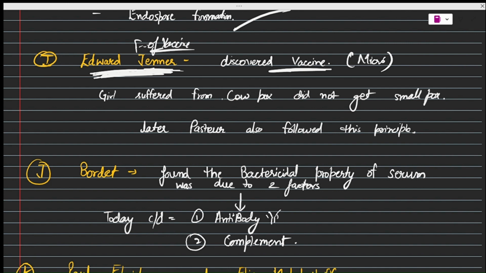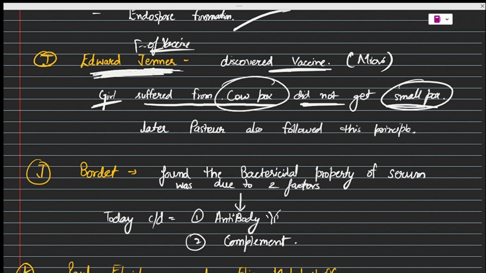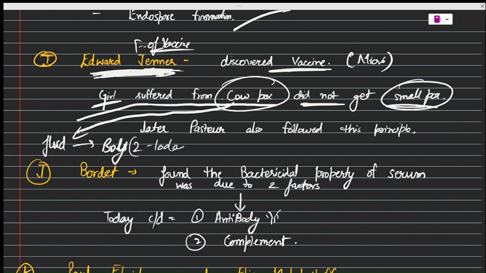It was a case when smallpox was endemic in a certain area and many were dying. But there was a girl who was suffering from cowpox at that time, and that's why she did not get any smallpox. This girl claimed that she did not get smallpox due to being infected by cowpox earlier. That's how Edward Jenner came into the picture. He took the cowpox fluid and injected it into a boy, and the boy recovered in 2 to 10 days. So that's how he was able to create a vaccine out of cowpox and cure the smallpox case.